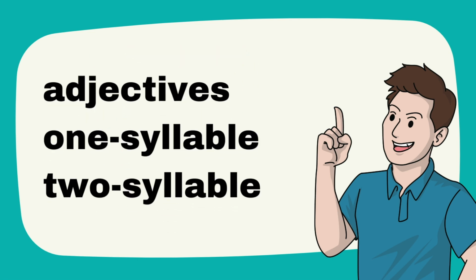Today, we're going to dive into the world of adjectives, specifically focusing on one-syllable and some two-syllable adjectives that change to ER and EST forms for comparison. Ready to learn how to describe things in English? Let's get started.